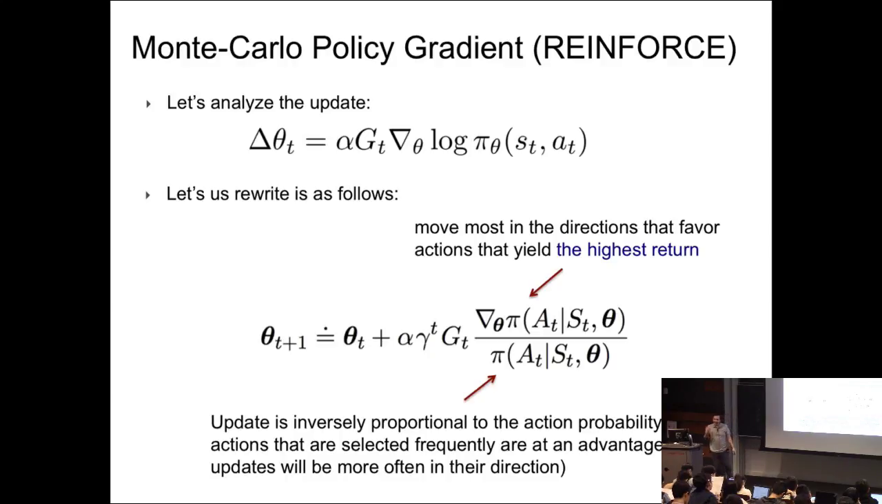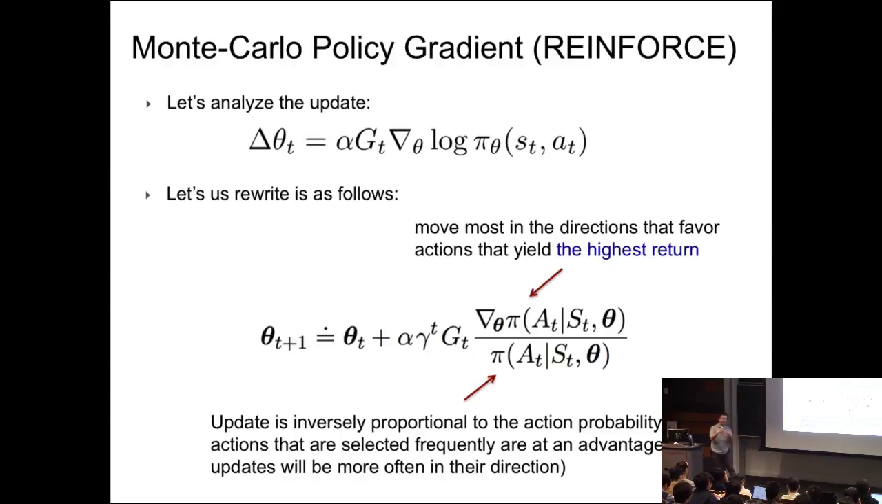So what that basically means is that if I take a particular action and that probability is really small, but I get a huge reward from it, then I even make it more probable, right? If I take a particular action and it's very frequent, I always take this action, even if I get a big return, it's still inversely proportional to that, right? So it doesn't matter that much.